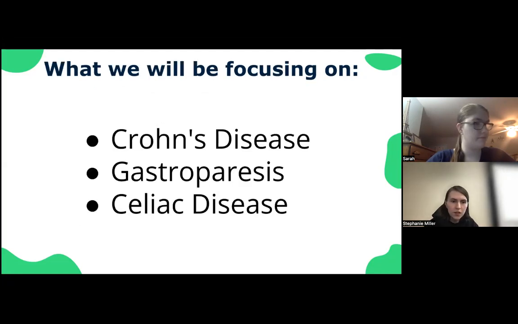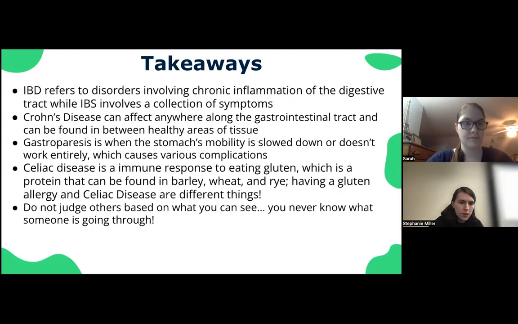Today we're going to focus on Crohn's disease, gastroparesis, and celiac disease. And we're just going to briefly go over the takeaways we had from our meeting 2 weeks ago. IBD refers to disorders involving chronic inflammation of the digestive tract, while IBS involves a collection of symptoms. So IBD is more specific than IBS. Crohn's disease can affect anywhere along the gastrointestinal tract and can be found in between healthy areas of tissue. So there can be gaps of good tissue and bad tissue.